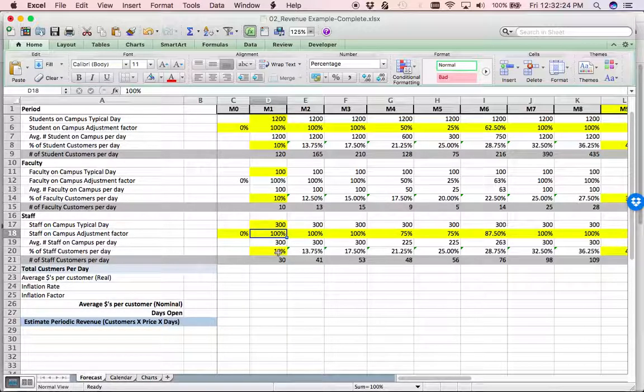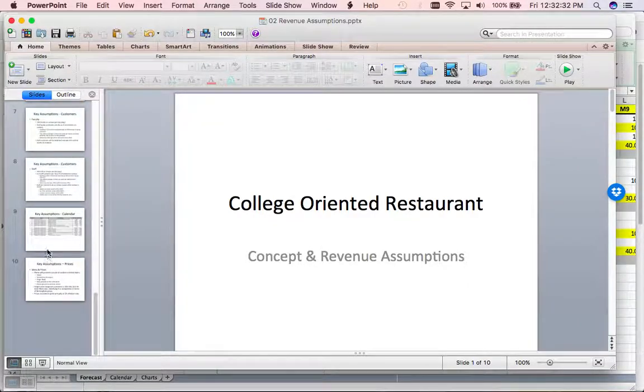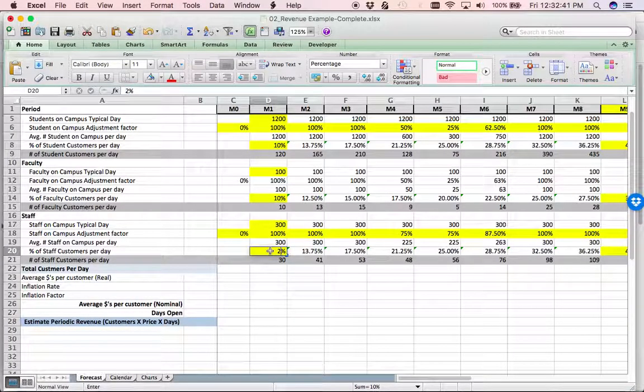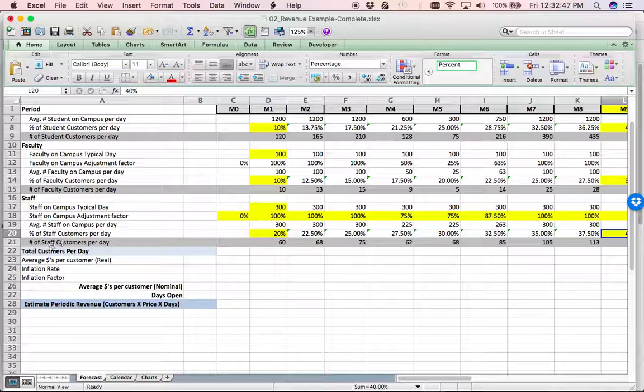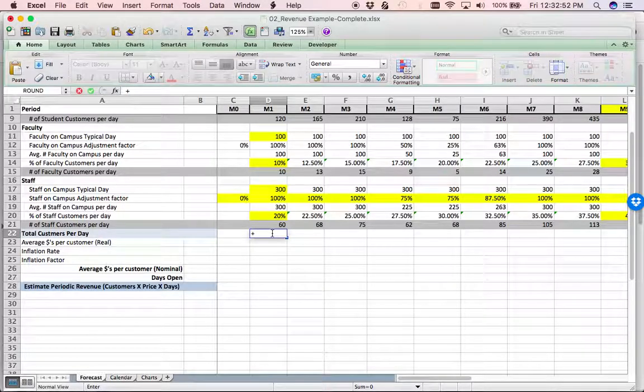And with the faculty, I believe we said, do you remember? Let me see if I have my PowerPoint up for that. For the staff, we said that we would go 20 to 40%. So we're going to start out at 20%, grow to 40%. There you go. And so now all we need to do is to get our total customers per day, and that's just equal to the total students plus the total faculty plus the total staff. And you can just extend that on out.